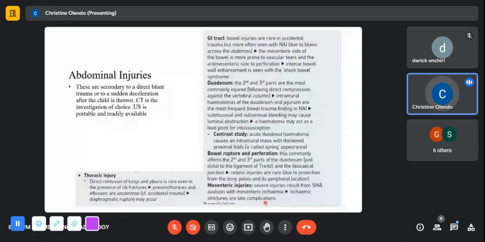So the most common ones you'd see are the pancreatic, and also if the patient has a full bladder, you would have bladder injury. So we'll go through some of the skeletal cases that will have mostly the skeletal and head injury as well.